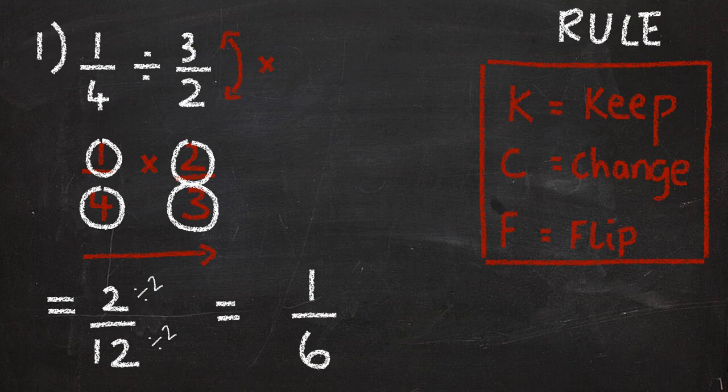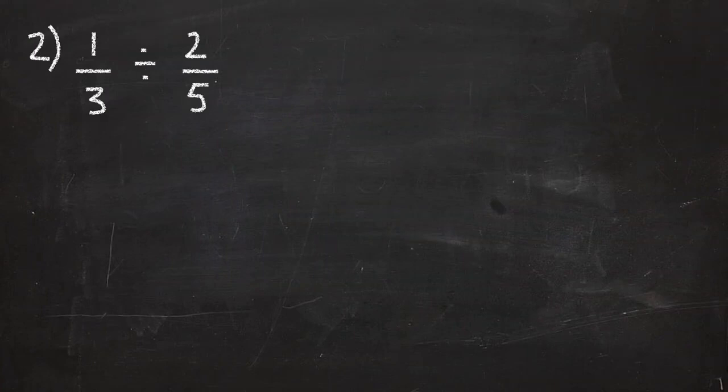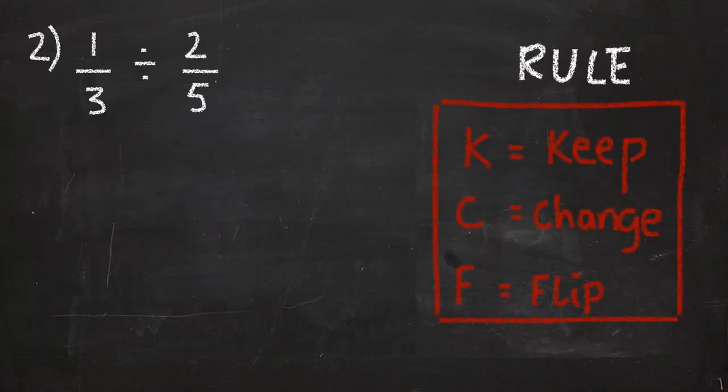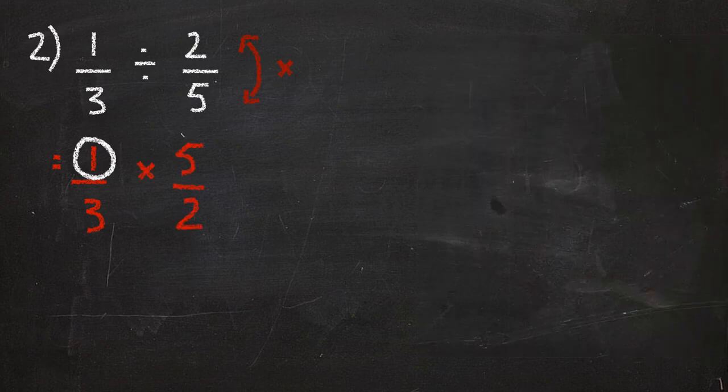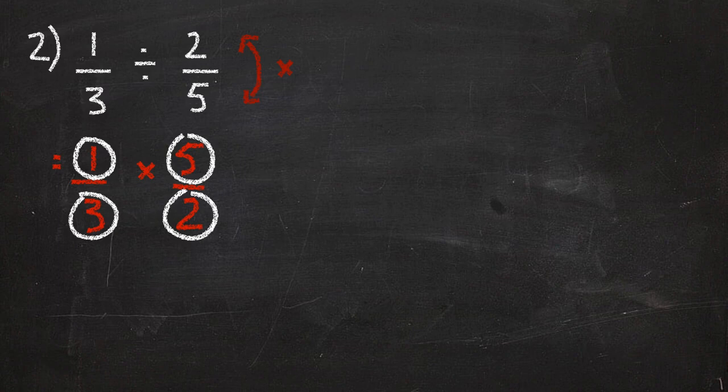Let's move on to another example. Question 2. 1/3 divided by 2/5. Here is a reminder of the rule so that you can follow when doing this question. So the rule states we need to keep the first fraction, change the sign to a multiply, and flip the second fraction to 5/2. Once you have done that, we need to multiply the numerators together and the denominators together. So 1 multiplied by 5 gives 5, and 3 multiplied by 2 gives us 6.